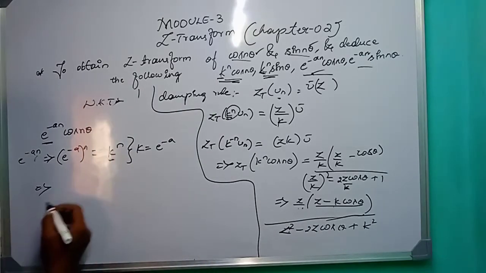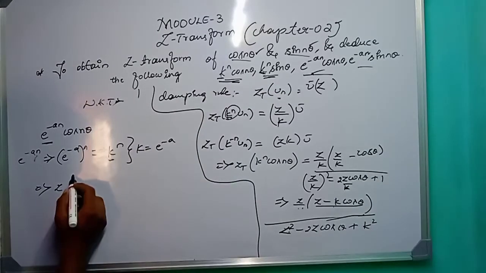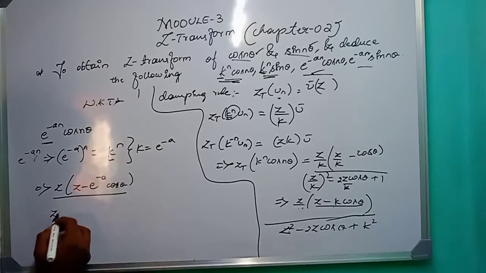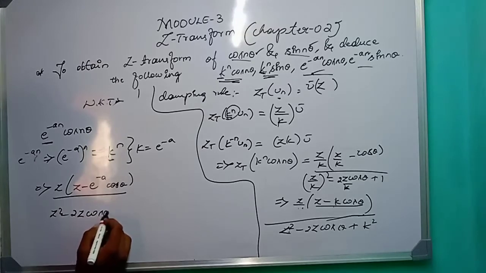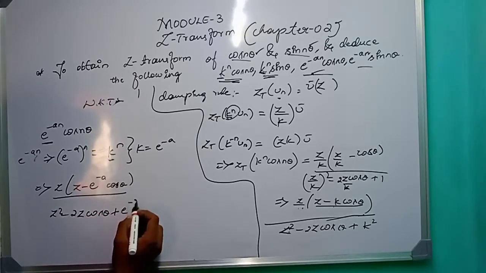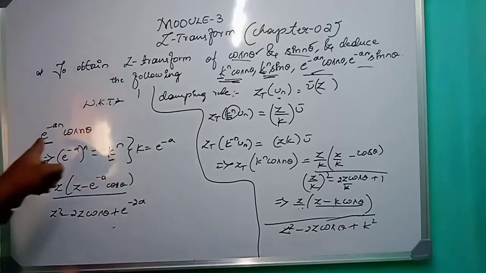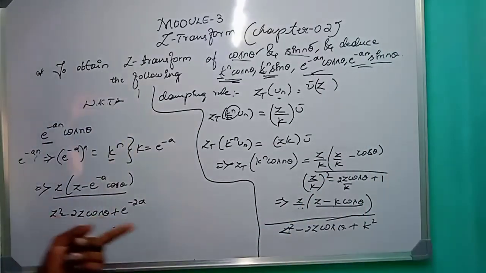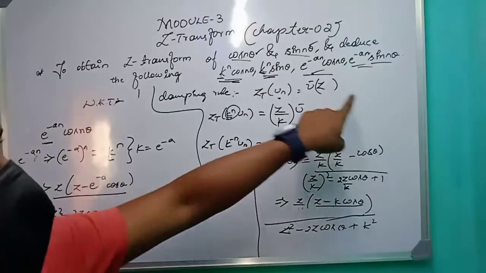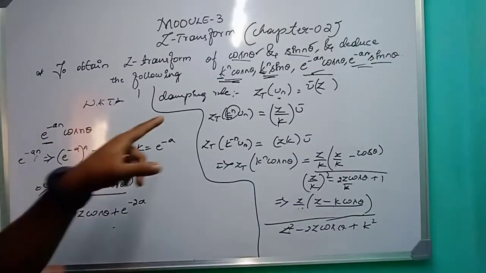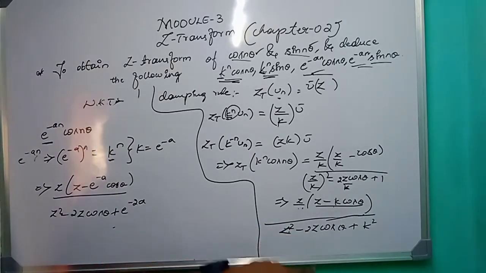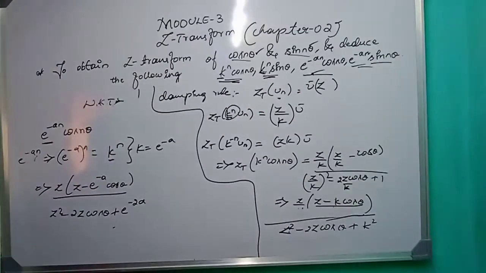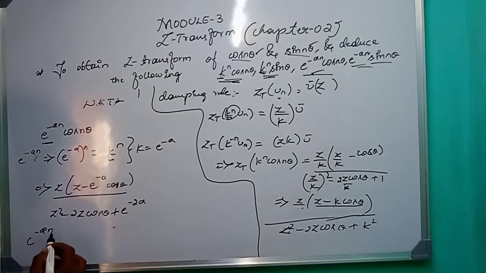So the final answer for this is z into z minus e power minus a cos theta whole divided by z square minus 2z cos theta plus e power minus 2a. So this is for e power minus a n cos n theta. In the same way you can find it for this also. This is for cos. For sin, whatever I gave here for sin, you have to apply the k power n thing and solve. So this is the final for e power minus a n sin n theta.